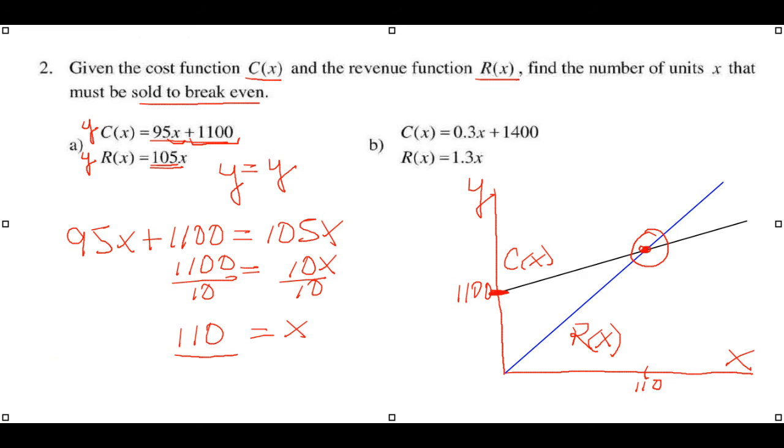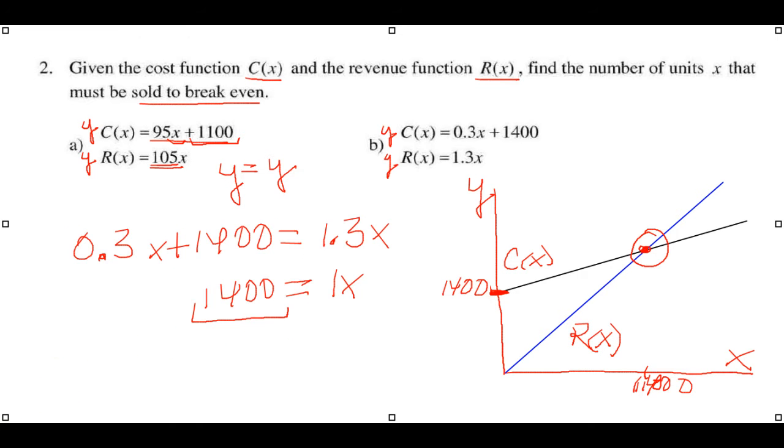Okay, let's do the next one. This is done the same way, where we're going to substitute a y and a y for our function and equal each part of the equation to each other. We're going to subtract 0.3x from both sides, and here we end up with 1400. Now once again, what does that refer to? The number of units that you would have to sell in order to break even.